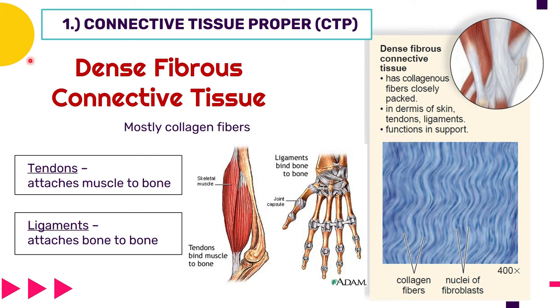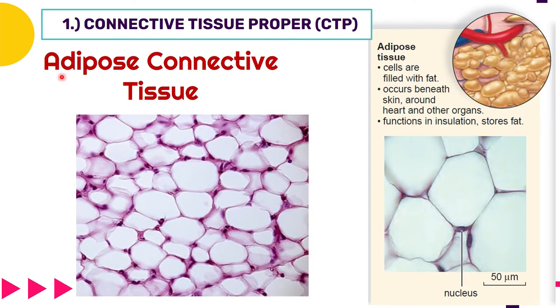Now let us go to another type of connective tissue proper. We have the adipose connective tissue. What is adipose? Adipose is another term, or another name, for fat. Okay? Adipose tissue is composed of cells that are filled with fat. These are the adipose cells, or the fat cells. You can see how they look like bubbles, no? Overall, the adipose tissue looks like bubbles.